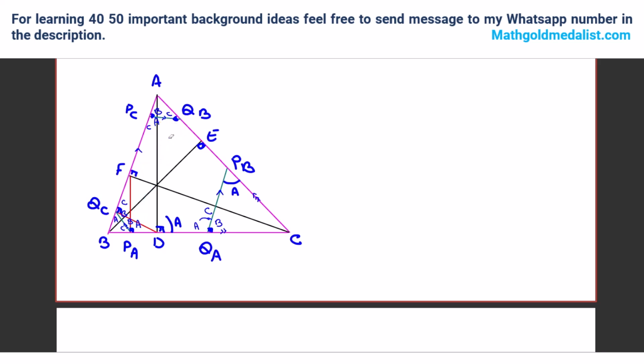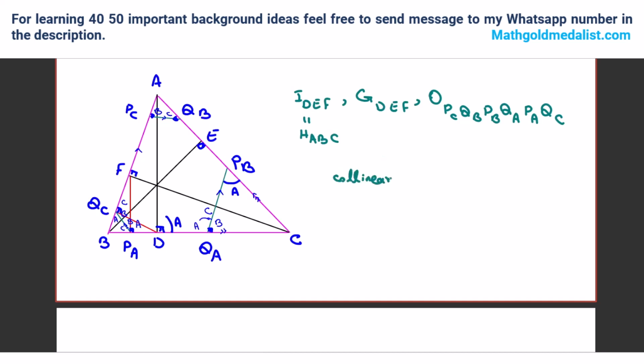Okay, now you can use the theorem to prove that I of DEF, which is H of ABC, the centroid of DEF and the circumcenter of PC, QB, PB, QA, PA, QC, are collinear, right? You can use the previous lemma. Want a hint or want to try first on your own? I'll try first. Okay, sure, try.